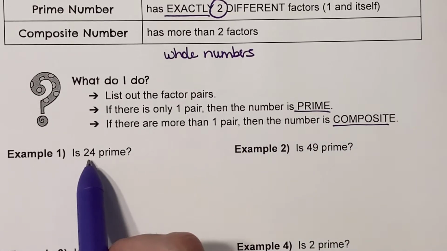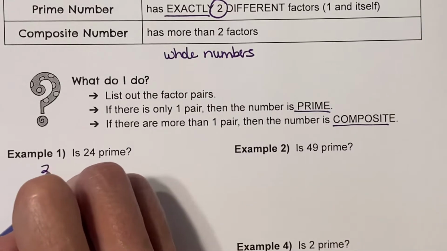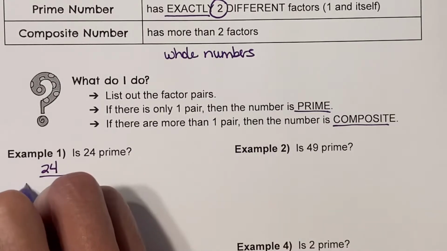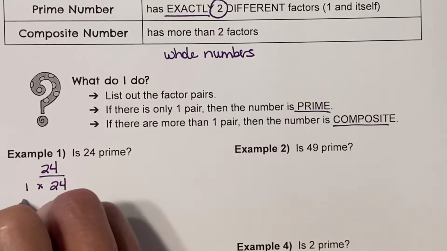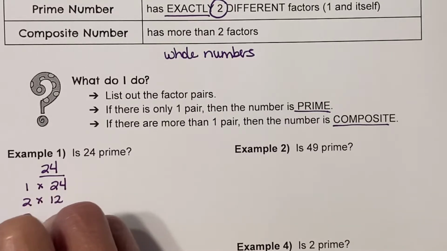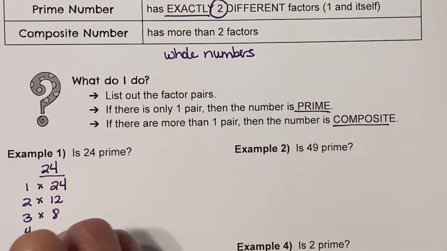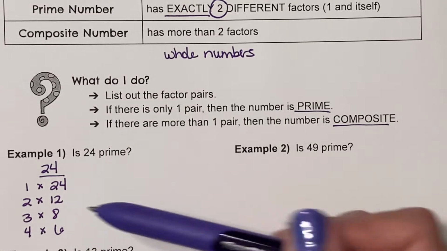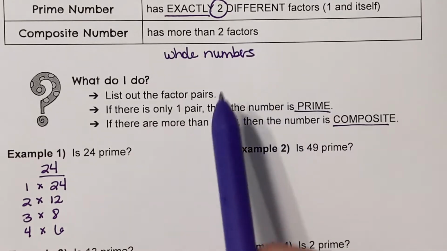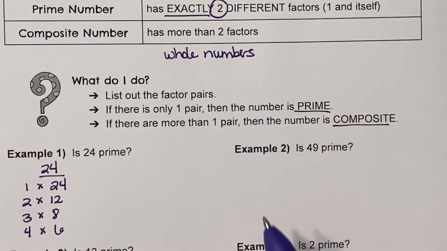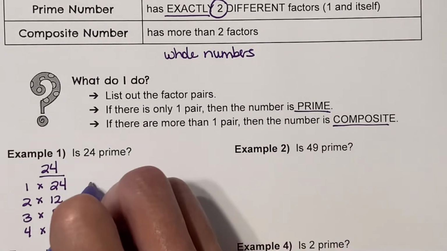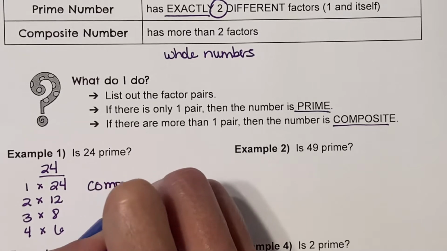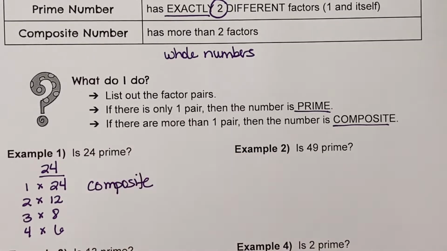Example 1, is 24 prime? Well, if we list out the factors for 24, it's 1 and 24. Let's see, that has 4 factor pairs. We are looking for 2 factor pairs. 24 has way more than 2 factors. 24 is composite. It is not prime.